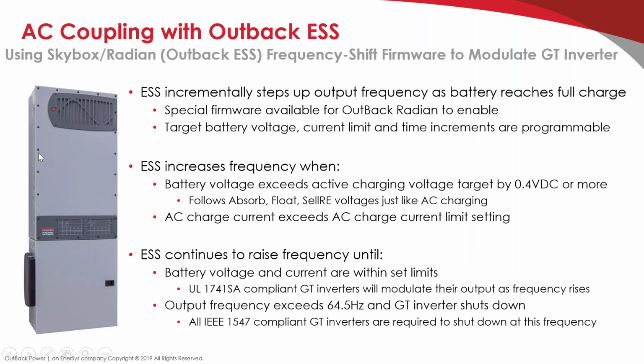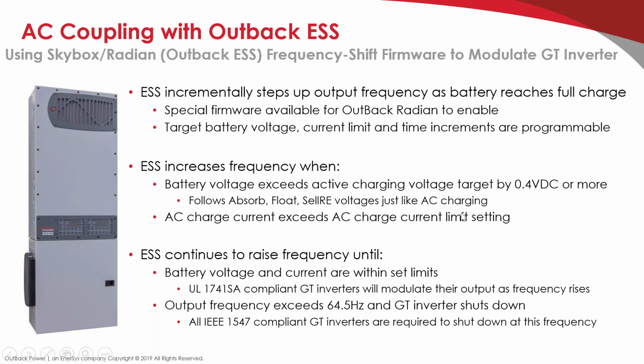So with the Radian version of this, it incrementally steps up the output frequency, as I said. The firmware you can download from our website, and it's just going to use the target battery voltage and current limit, which are programmable, to do its thing. It's going to increase its frequency when the charging voltage target is exceeded by more than 0.4 volts. So if we're getting that unregulated charge back onto our batteries, and our charge target is, say, 57.6, at 58 volts we'll start shifting frequency. And it's super fast. I mean, it'll get up to 60.5 in the blink of an eye and shut down that inverter.